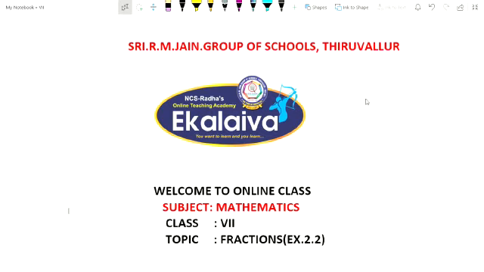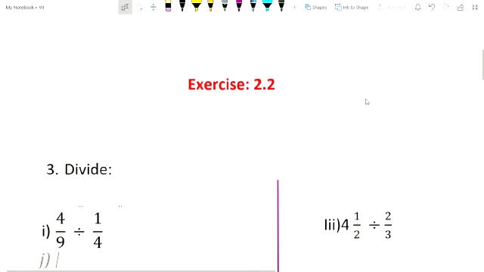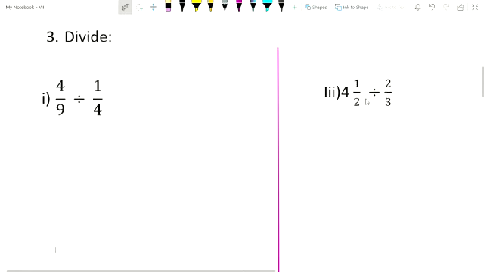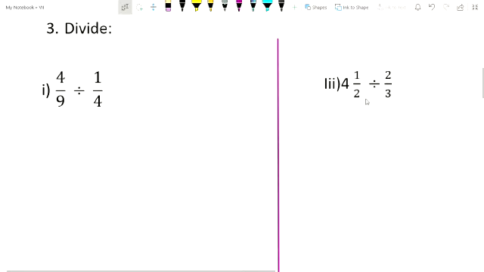The topic is fractions. Exercise 2.2, third question: divide 4 by 9 divided by 1 by 4. While dividing rational numbers, we need to follow two steps. The first is to take the reciprocal of the divisor, then multiply with the dividend. What do we have to do, children? We have to take the reciprocal of the divisor, then we multiply with the dividend.